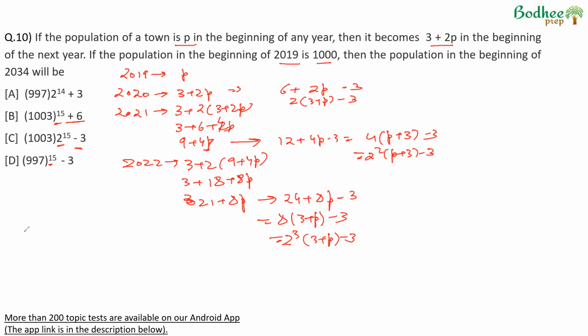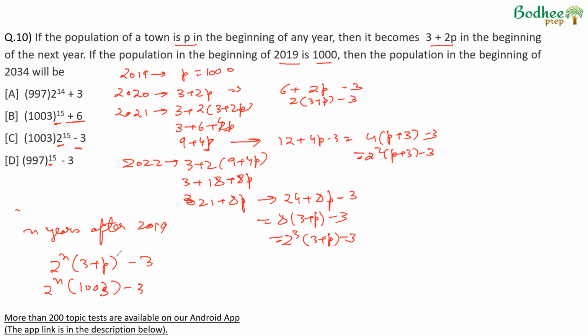The power of 2 changes. So after n years after 2019, the population becomes 2 raised to power n into 3 plus p minus 3. 2019 starting population p is given to be 1000. So the population after n years will be 2 raised to power n into 3 plus 1000, 1003, minus 3. We have to look at the population in 2034. So 2034 minus 2019 is 15 years. So the required answer will be 2 raised to power 15 into 1003 minus 3, which happens to be option C.